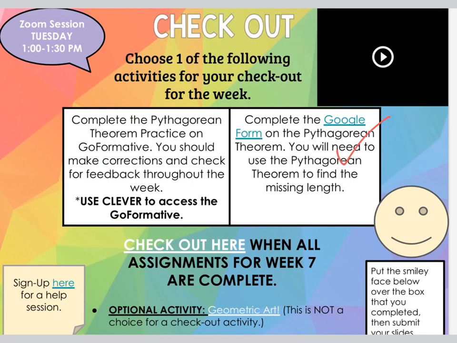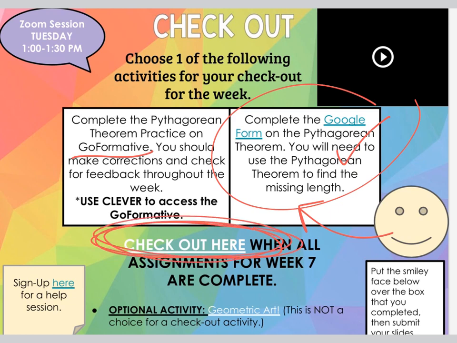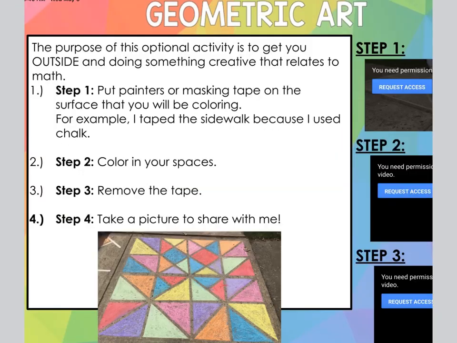Okay, so that was the Google form. Move the smiley face over if you're going to do that. The Go Formative has similar practice problems, so I'm not going to go through that. So it's your choice. You may just want to take care of the Google form since you've already seen some of those problems. And then don't forget to check out here. So you want to fill in the checkout form so we can wrap it all up, and then you would submit your slides.